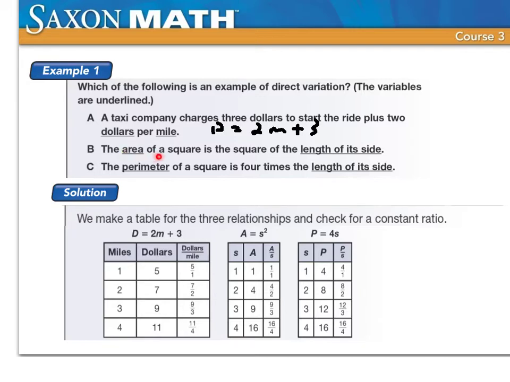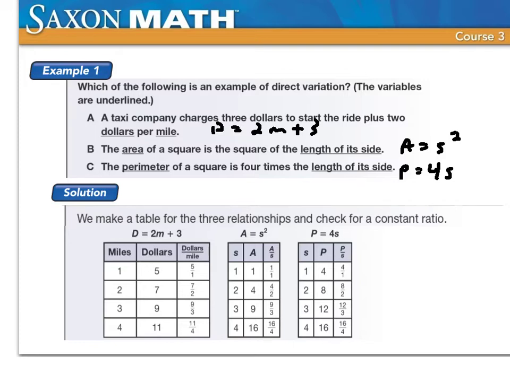B says the area of a square is the square of the length of its side. So that just means that the area of a square is equal to its side times itself, or side squared. And C says the perimeter of a square is 4 times the length of its side. So perimeter of a square is 4 times each side. And we want to know which one is an example of direct variation.